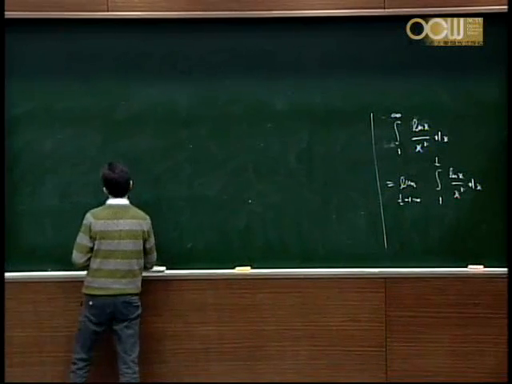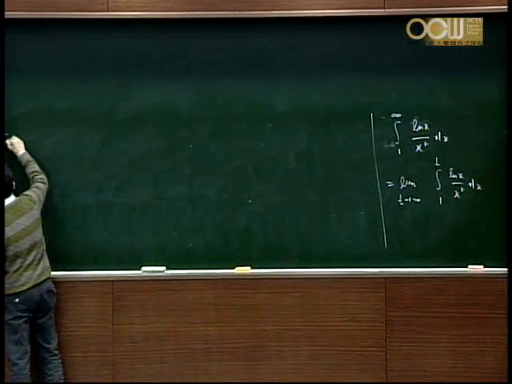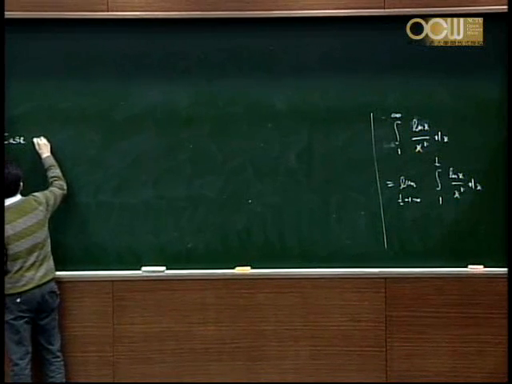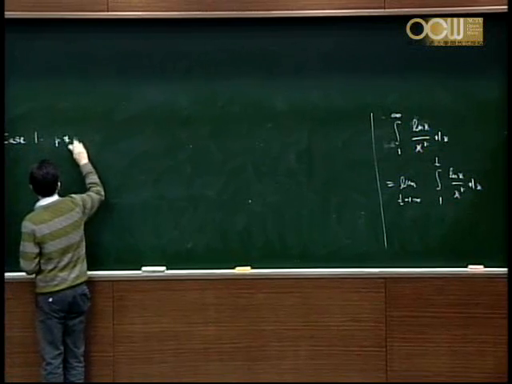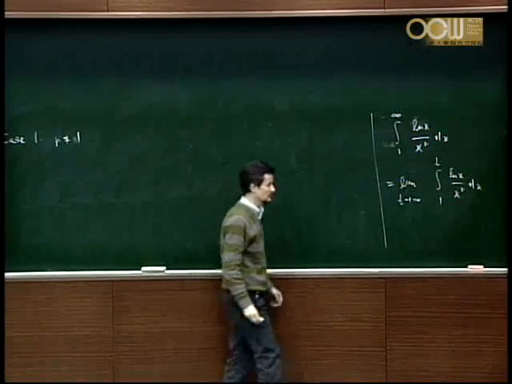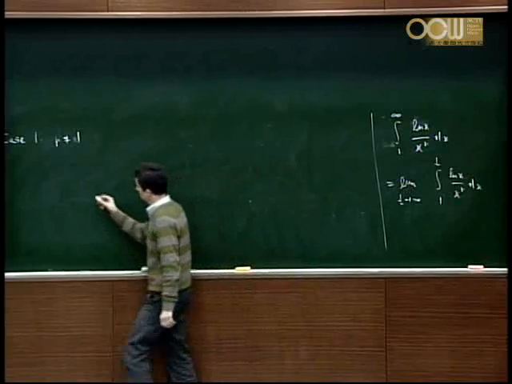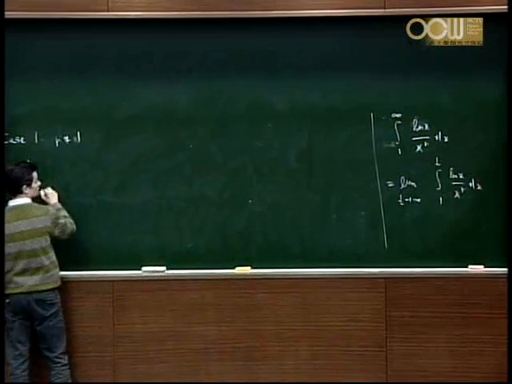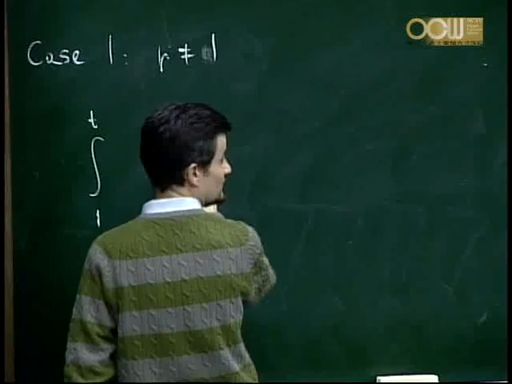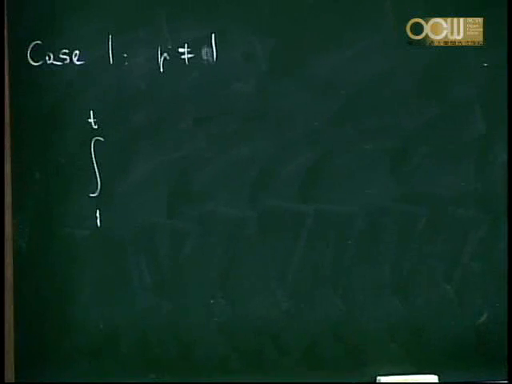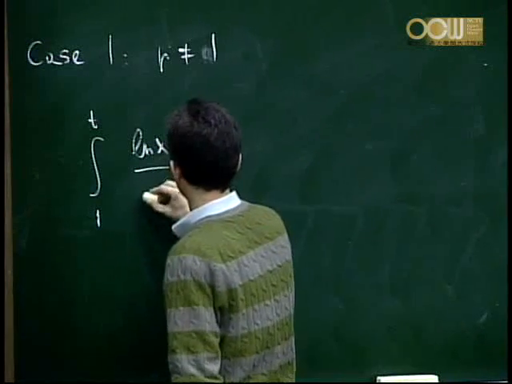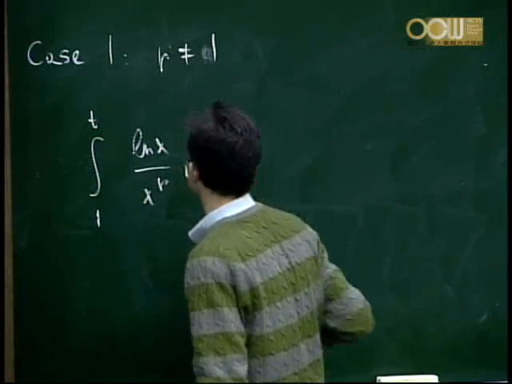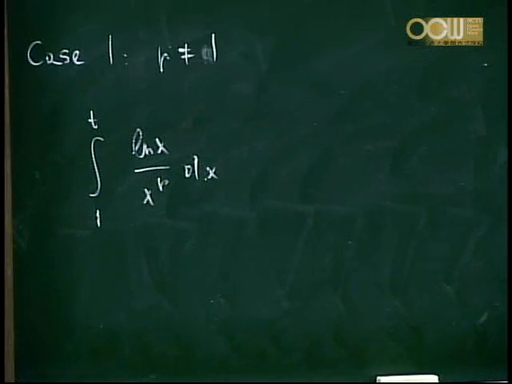So now we again have to split into cases. The first case will be p is not equal to 1. Now for this case, you have the integral from 1 to t of ln x over x to the p dx. So we now use integration by parts.